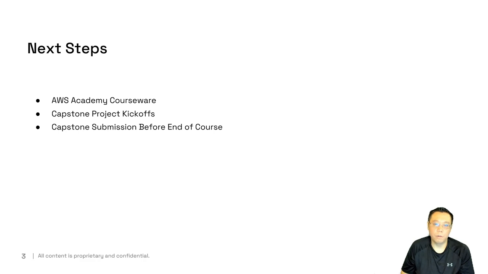Your next steps include using the AWS Academy courseware to complete this course. You're also going to start off with Capstone Project Kickoffs, which is part of your project for taking all the skills that we learned in Foundations and the AWS Academy courseware, as you see through, and then build your own solutions to create use cases or solve problems that you are aware of for your enterprise. Before the end of the course, you'll also have to submit your Capstone submission and pass that using the rubric your instructor gives you.